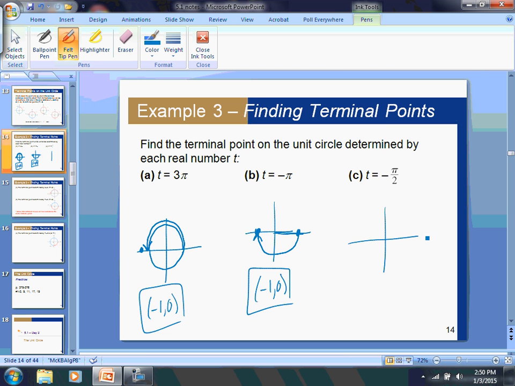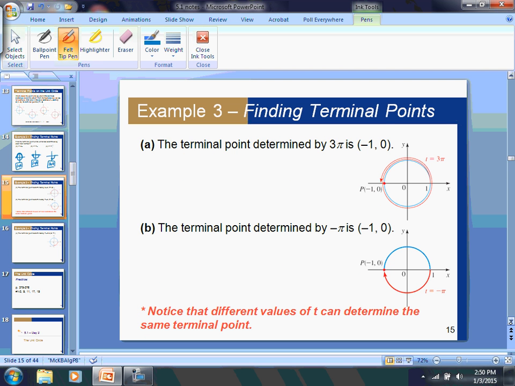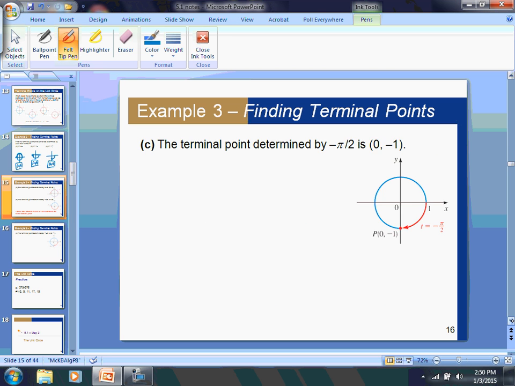And then part C, again, this is also a negative distance around the unit circle. So that means we're going to go down from our starting point and we're going to go clockwise. But this time, my starting point is here. I go down pi over 2. That means I'm only going halfway to pi. So I'm going to end right here. And that terminal point then would be 0, -1. So, like I said, for now, these terminal points are going to be the nice points that are on the axes. And here's just a little book explanation of what we just went over.